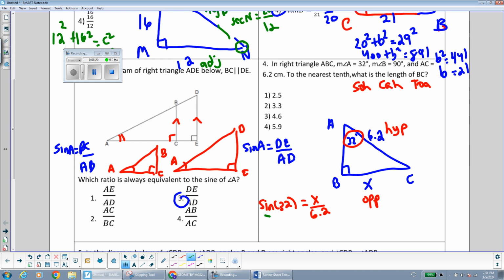From here, we can put over 1, and we can cross multiply. So we have 6.2 sine of 32 is equal to x. If I put that into my calculator, 6.2 sine of 32, and I round to the nearest tenth, I have x as approximately 3.3. And that's answer choice number 2.